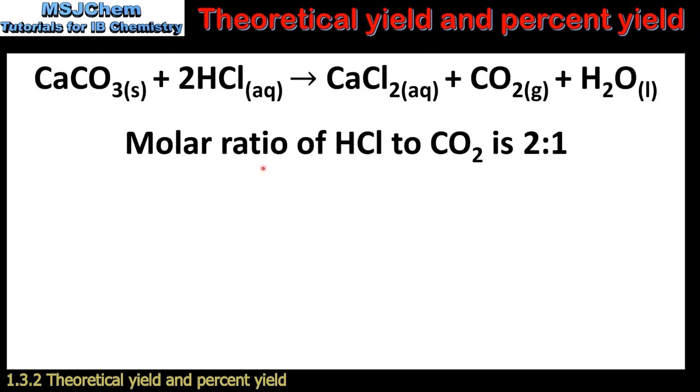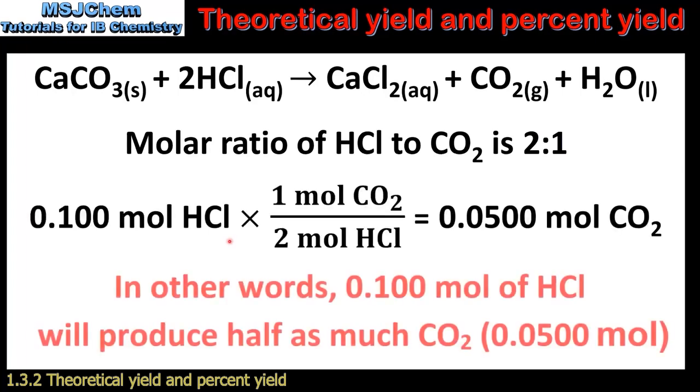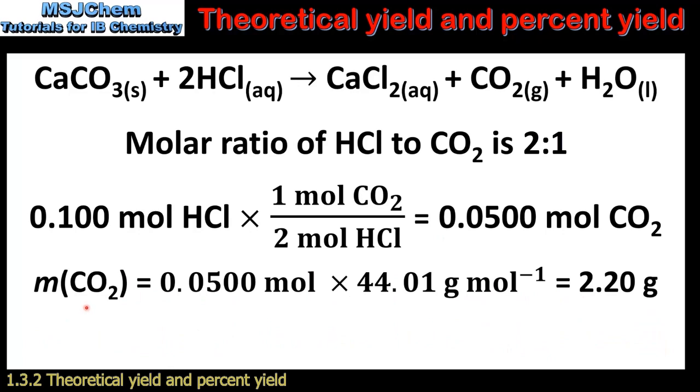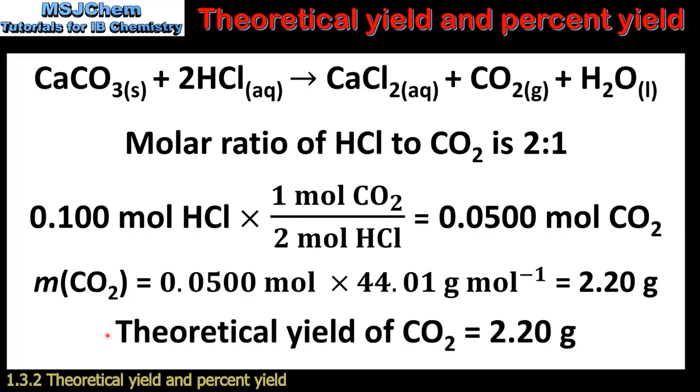To do this, we need to look at the molar ratio of HCl to CO2. From the balanced equation, we can see the ratio is 2 to 1. In this step, we'll multiply the amount in moles of HCl by 1 over 2, which gives us 0.05 moles of carbon dioxide. In the next step, we'll convert from amount in moles to mass in grams. So we'll multiply the amount in moles of carbon dioxide by the molar mass, which gives us 2.20 grams of carbon dioxide. So to summarize, the theoretical yield of carbon dioxide is 2.20 grams.